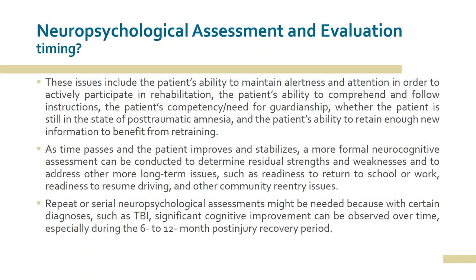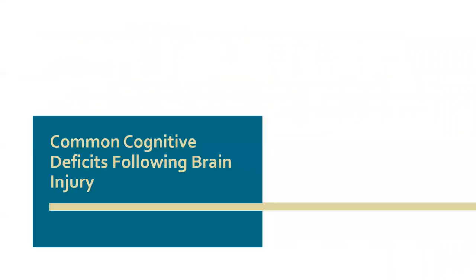At the same time, as time passes, the patient improves and stabilizes, and a formal neurocognitive assessment can be conducted to determine the residual strengths and weaknesses and to address other more long-term issues, such as readiness to return to school or work. Repeat or serial neuropsychological assessment might be needed, because with certain diagnoses such as TBI, significant cognitive improvement can be observed over time, because as I have already told, the brain wants to recover. So not at a very short interval, but at least after 6 months, we should do another neuropsychological assessment to know whether the patient is improving or not. Generally, it should be done at every 6 months or 1 year interval. So these are the assessments.